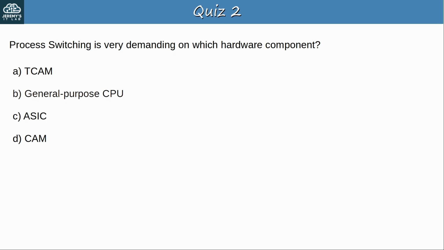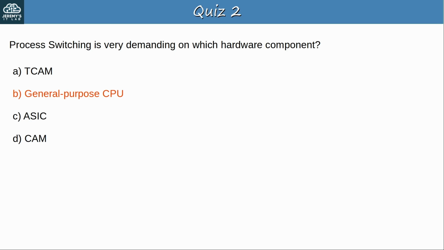Okay, the answer is B, the general-purpose CPU. In process switching, the general-purpose CPU is responsible for making the forwarding decision, including doing lookups in the routing table and ARP table. Process switching is slow and demanding on the CPU, but these days it's still used for packets that CEF can't handle. The other components, TCAM, ASIC, and CAM, aren't used in process switching.